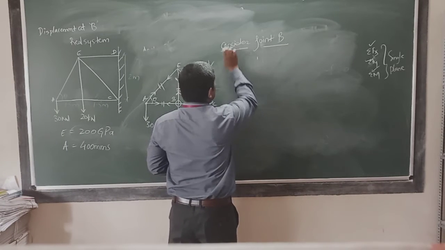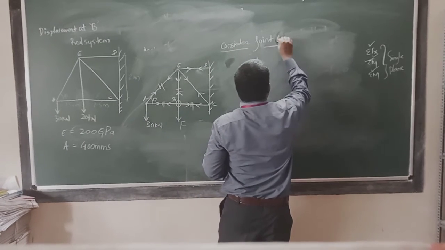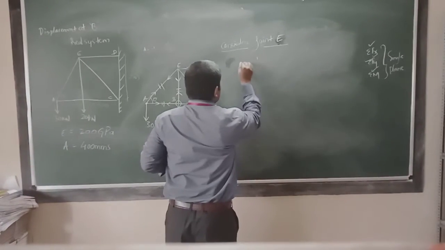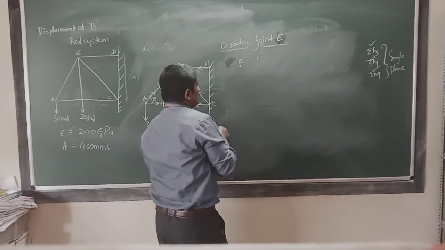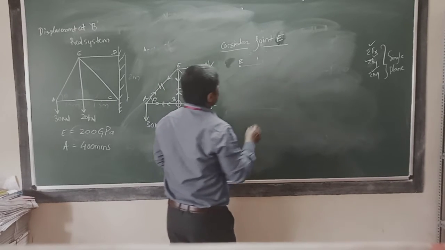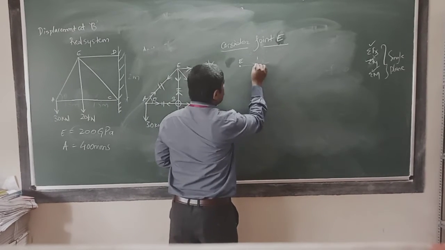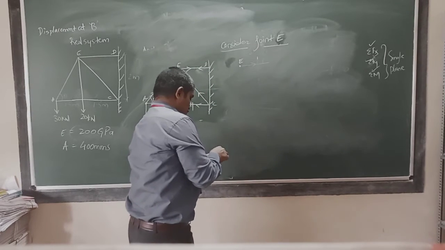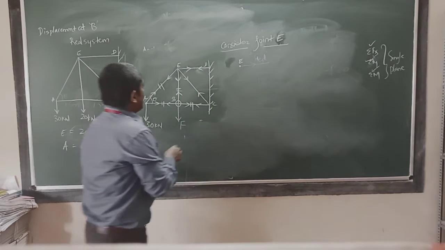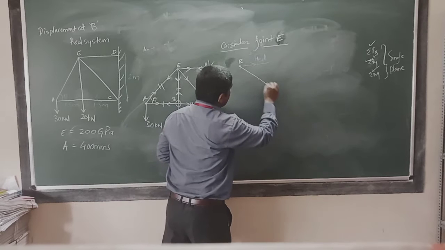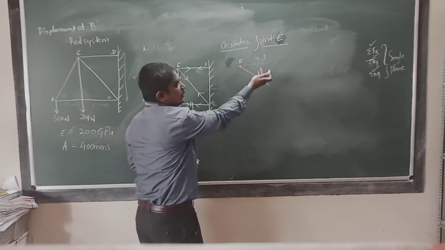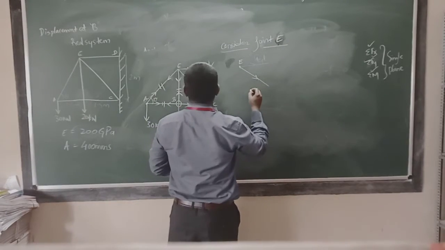So consider joint E. Okay, to this joint E, which all members are connected? Let us see. ED is connected. So let me give this name as FED. Then next, EC is connected. I am taking it away from the joint because I have considered these are unknowns, so I am assuming it as tension force. So FEC.